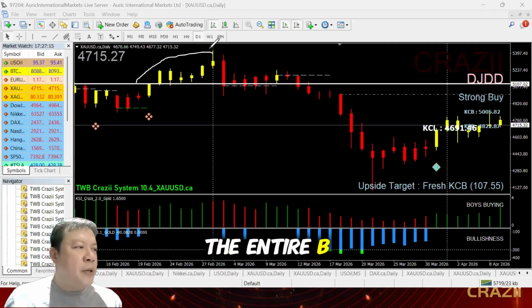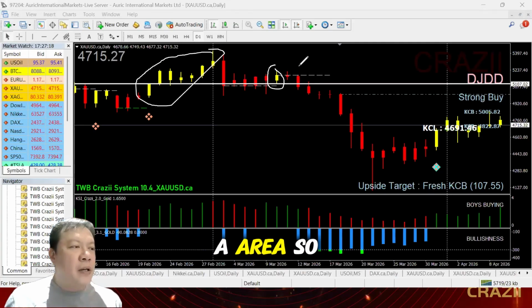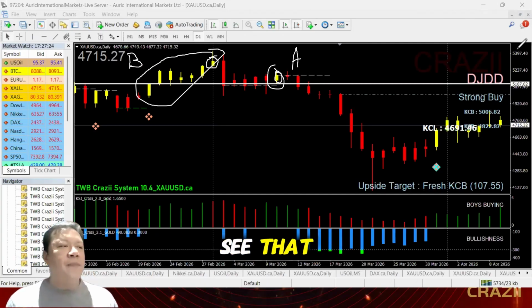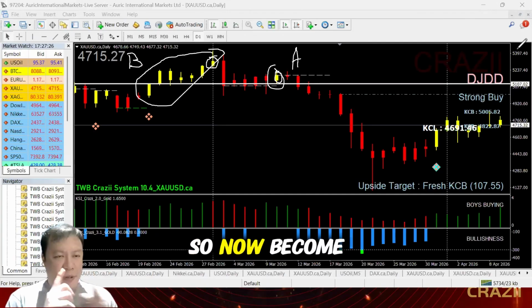This is the entire B area. This is the A area. So A versus B, and the highest closing of this guy is here. This guy is here. Can you see that? So now it becomes an issue.